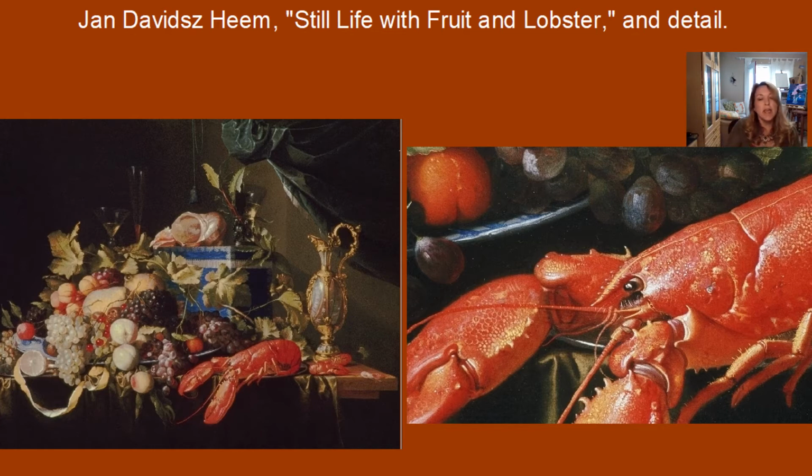Jan Davidsz de Heem, still life with fruit and lobster. And look at the details in these. These look so realistic. And I don't think you could get this level of realism with tempera. You wouldn't have the reflective quality as well. And so oftentimes when you look really close, you can even see the reflection of the studio in the paintings. You can sometimes, believe it or not, even see some artists actually have a reflection of themselves shown in some of the details. And this was something that was often done in 17th century still lifes.